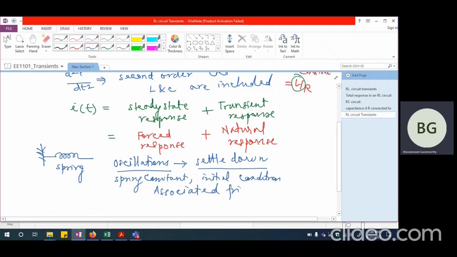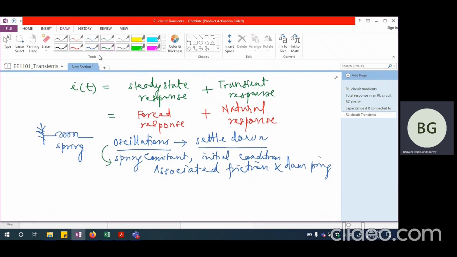Those things are going to play a vital role in deciding how many oscillations, or how much amplitude of oscillation, the spring will go through. So these oscillations, which are supposed to be the transient condition, depend completely upon the inherent parameters of the spring itself.